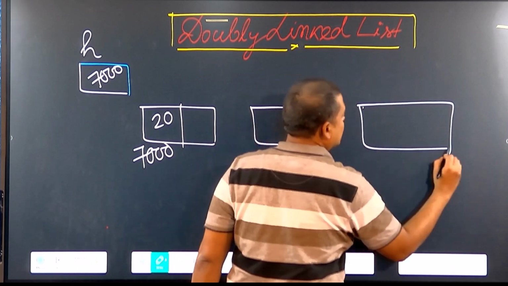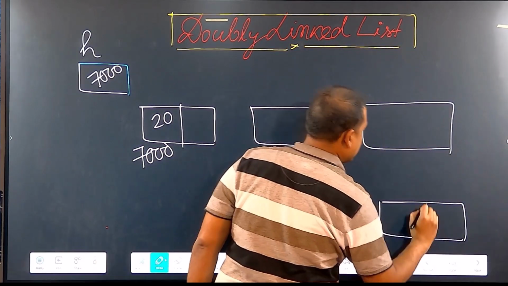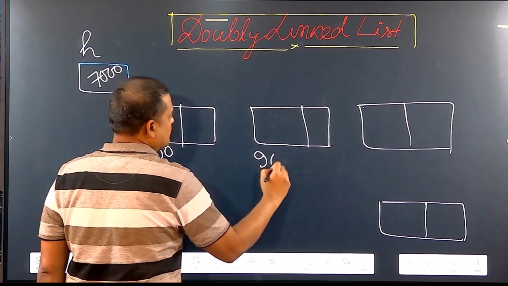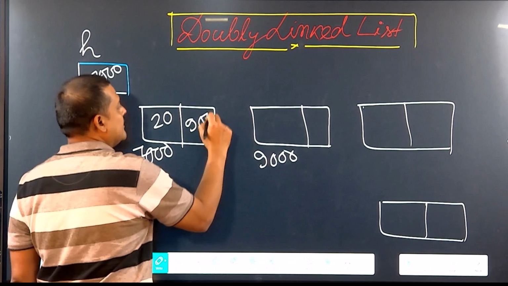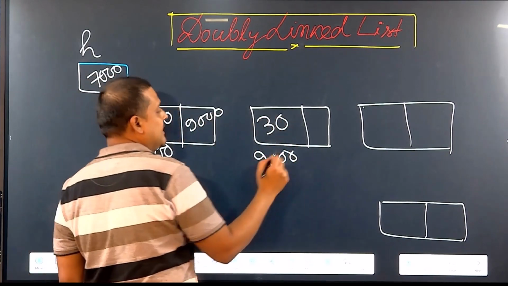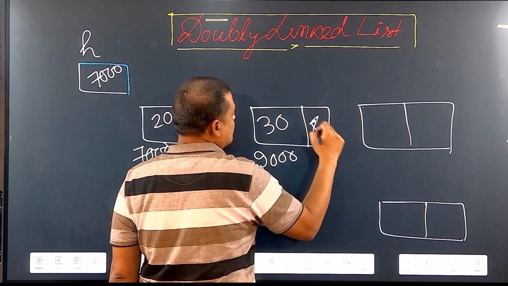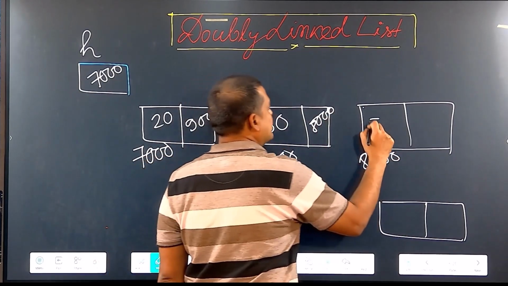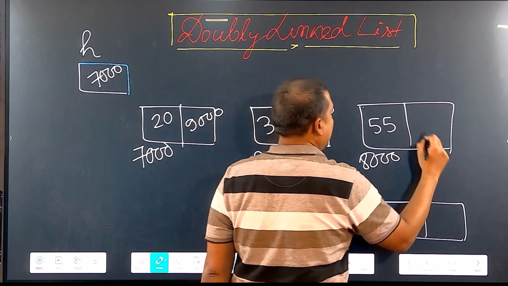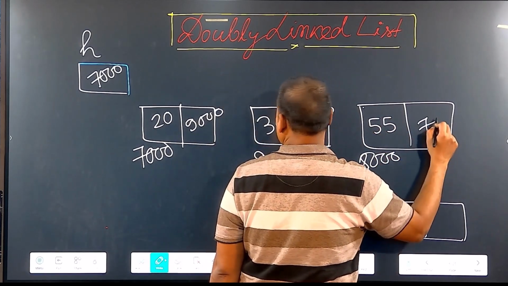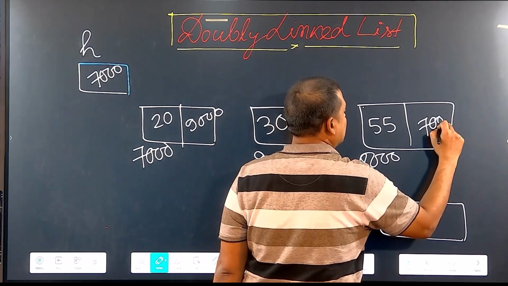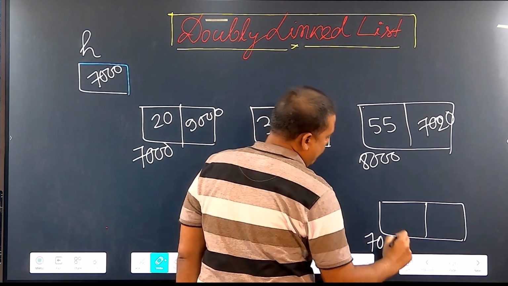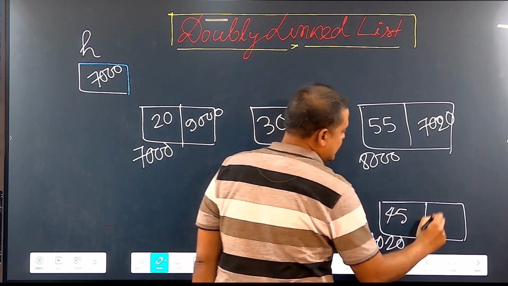and in this way there are multiple nodes. So, these are different nodes of this list. This is 9000, 9000 is stored here, say for example, the value is 30. Here, 8000 is the base address, say for example, the value is 55 and it is storing 7000. 20, whatever, this is 7020 and the value is 45 and this is null.